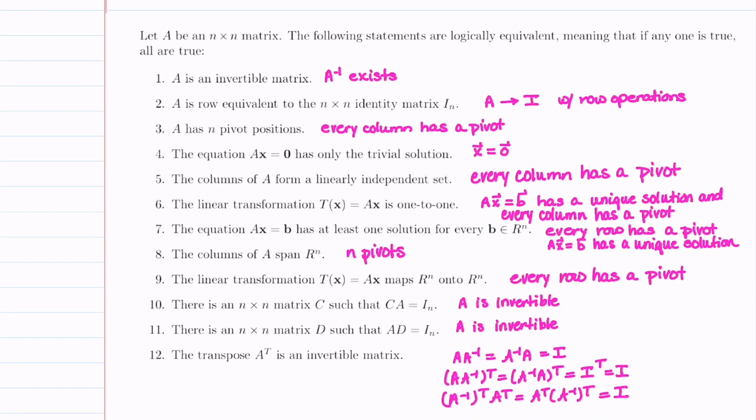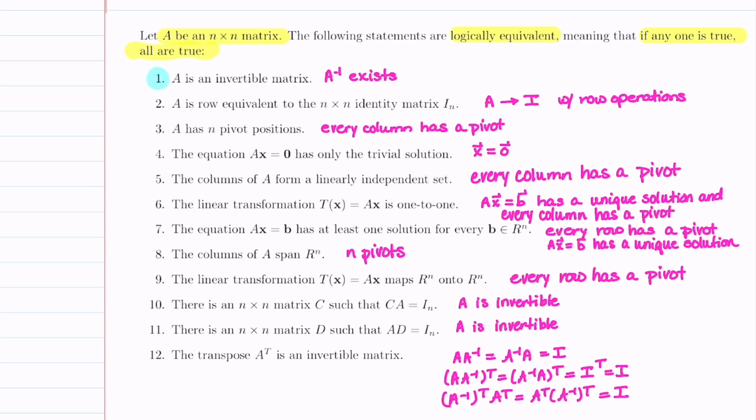Let's now walk through the 12 conditions listed in this theorem. As we go through this course, we'll be adding more conditions to the theorem. Since the invertible matrix theorem applies only to square matrices, the assumption is that A is an n by n matrix. The following statements in the theorem are logically equivalent, just as we talked about above, meaning that if any one is true, then all are true.